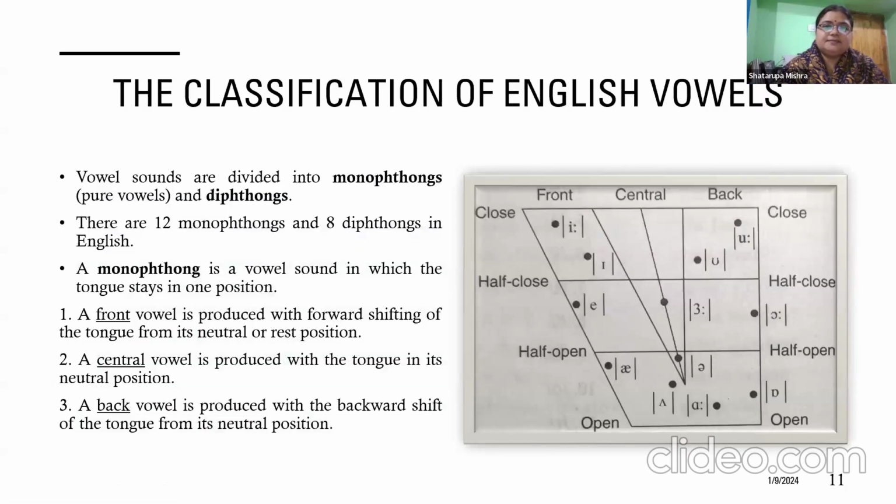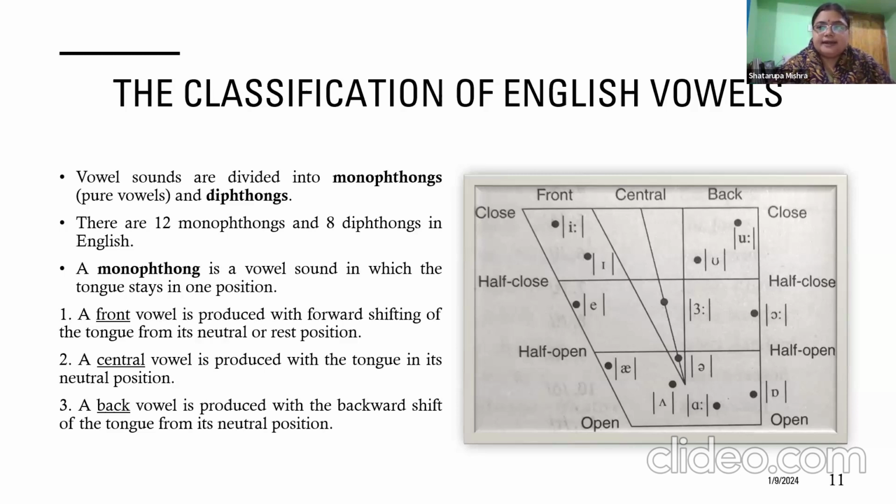Then we will go to the next point, that is vowels. Now we come to vowels. All right. Now we will look at the classification of English vowels. Vowel sounds are divided into monophthongs and diphthongs. All right. So there are two terms to describe the vowel sound. Monophthongs and diphthongs. Monophthongs are also called pure vowels. Okay. In English, there are 12 monophthongs and 8 diphthongs.